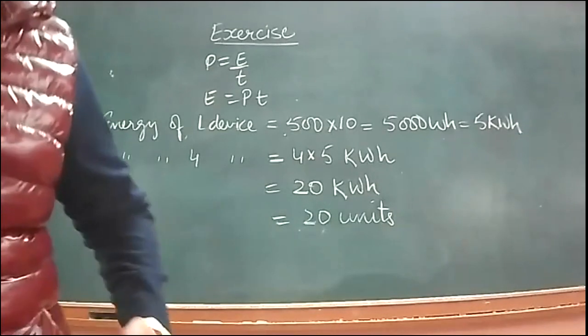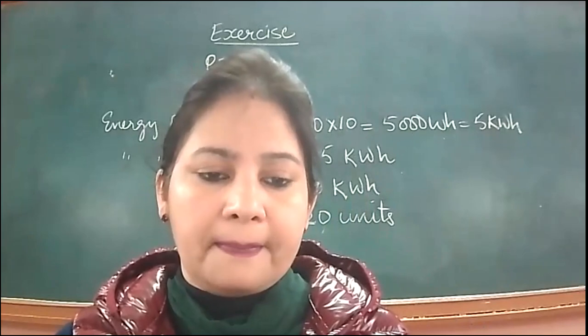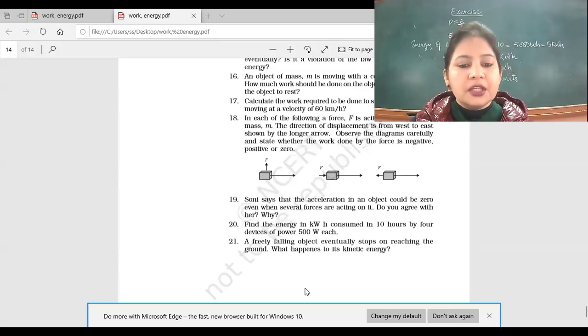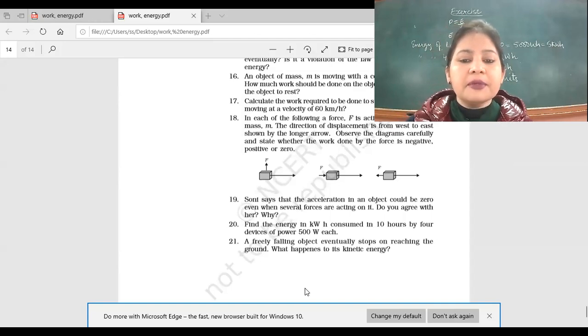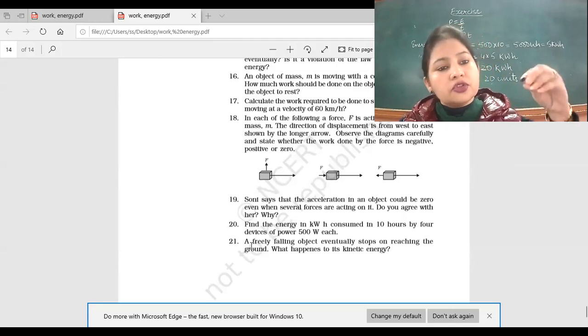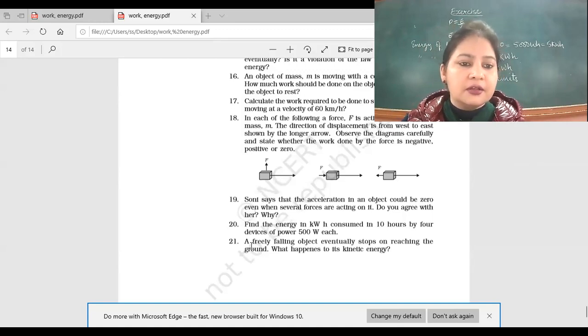Okay, so let us see the last question of the exercise, the 21st question now. A freely falling object eventually stops on reaching the ground. Otherwise, we say that a freely falling object on reaching the ground has maximum kinetic energy. Its speed becomes maximum on reaching the ground. So they are asking what happens to its kinetic energy. In the given situation, they are saying that the object stops on reaching the ground. So what will happen to its kinetic energy?